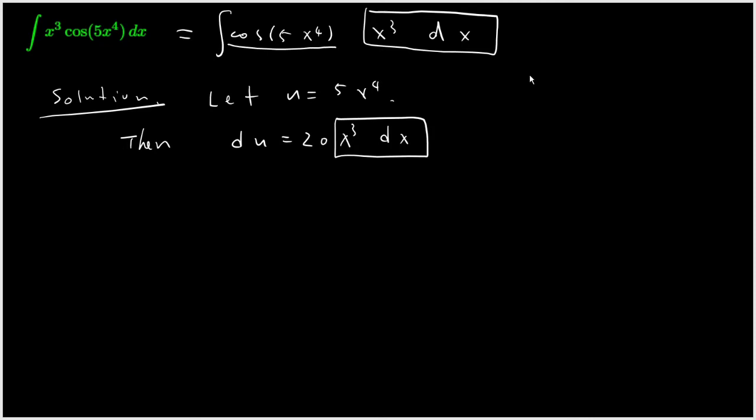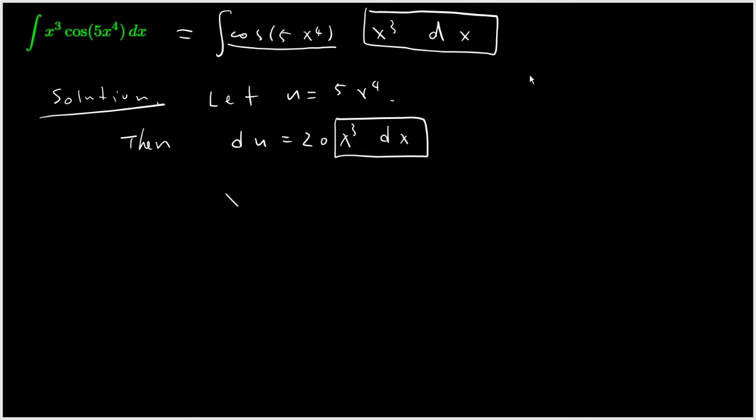The next thing you do is always to rewrite the whole thing in the box. You treat everything in the box as a whole. You solve the whole thing in the box in terms of a number times du. If that's possible, then your u is good.